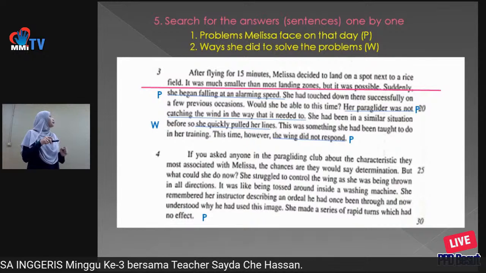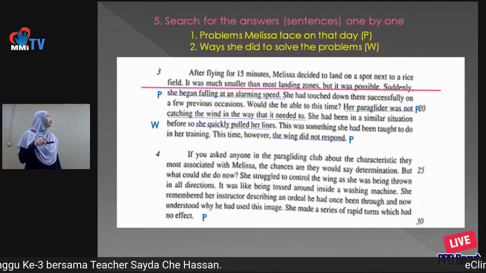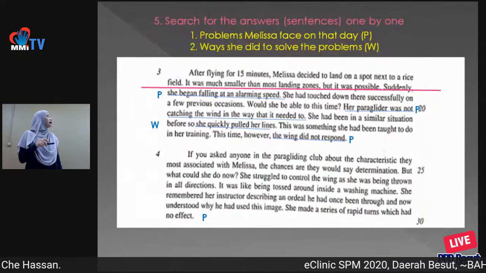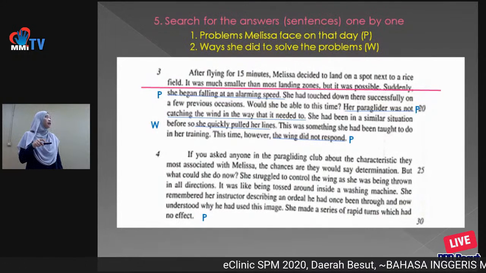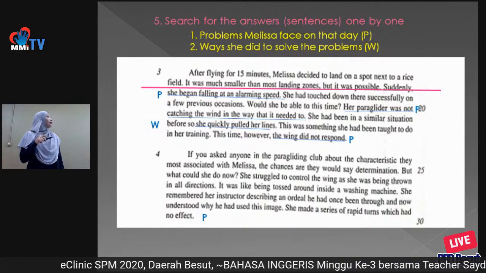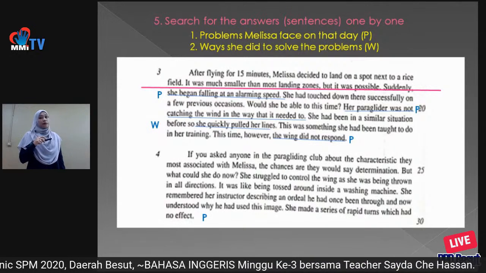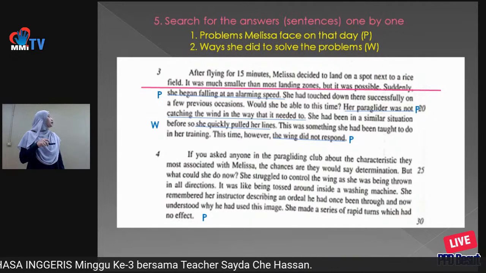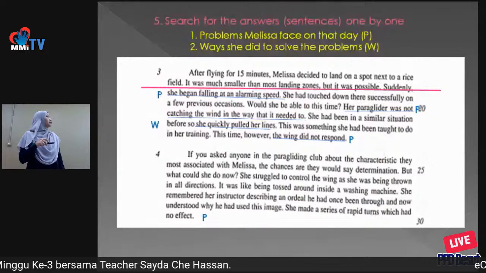Okay, if you ask anyone in the paragliding club about the characteristic they most associated with Melissa, the chances are they would say determination. Ada tak problem? Tak ada. Ada tak ways dia guna untuk solve the problem? Tak ada juga. So, no need to underline. But what could she do now? Okay, sekarang ni apa dia?